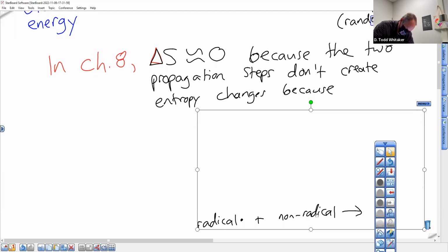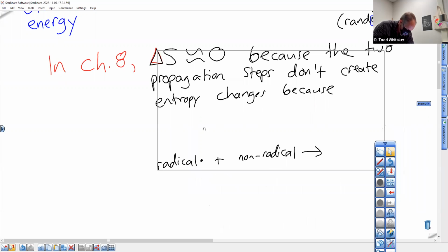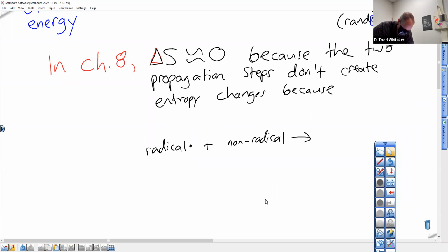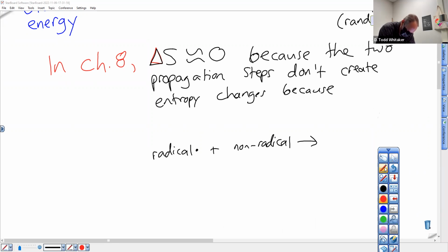They're both radical. And you really think that's still big, huh? Okay, fine. Radical plus non-radical gives non-radical plus radical. And states aren't changing.